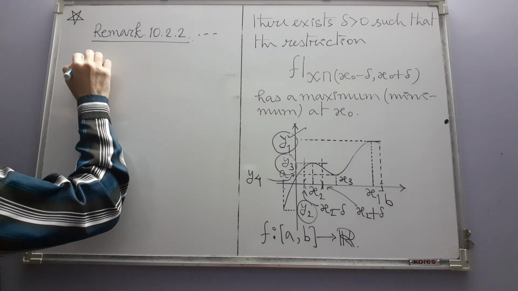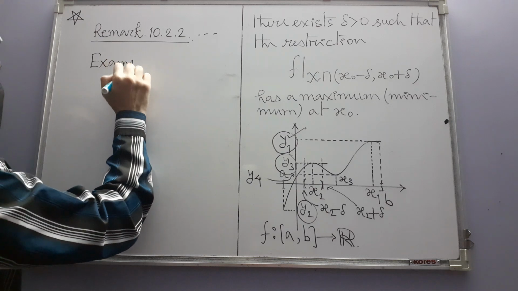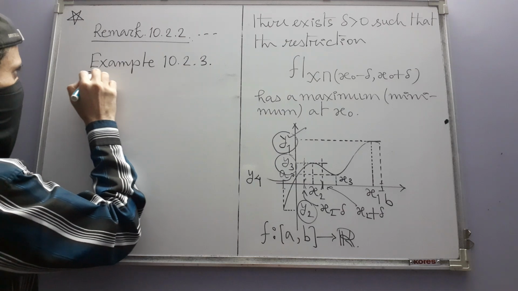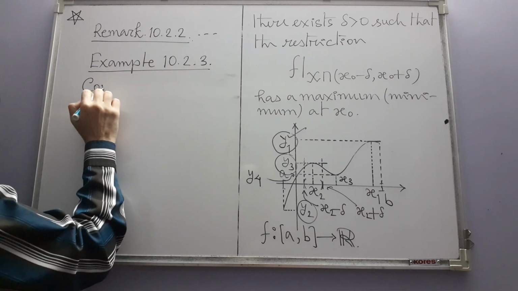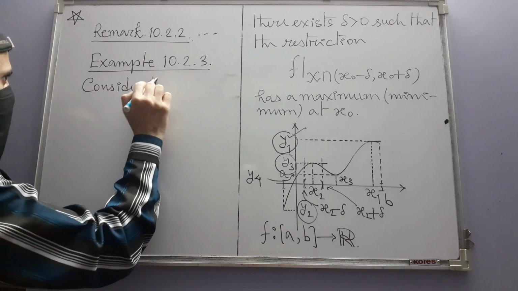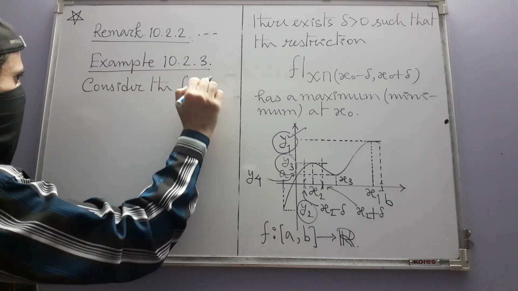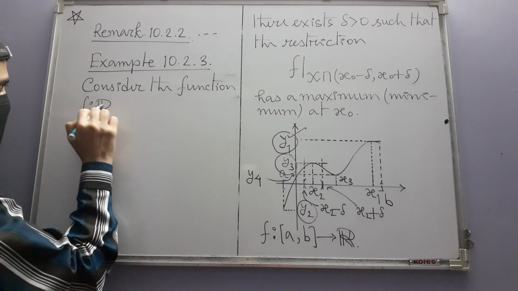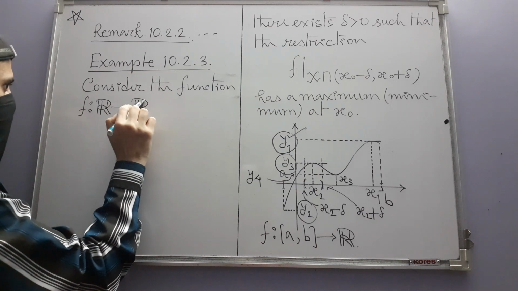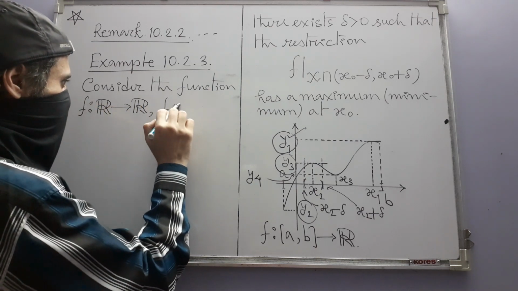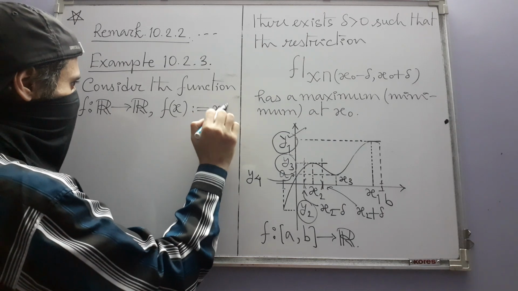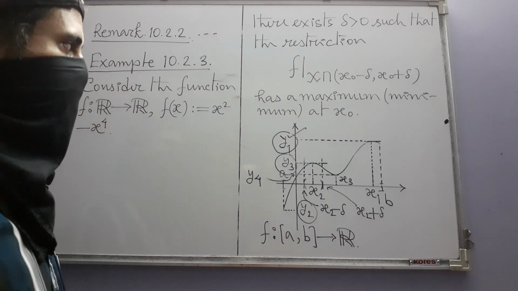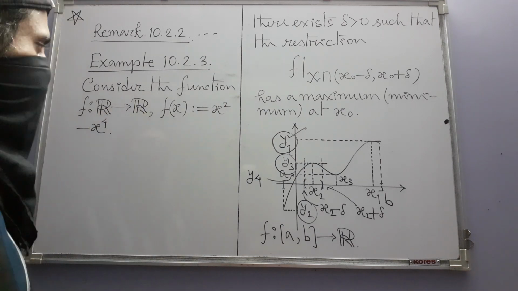That's what this remark says basically. So let us now see the example. Consider the function f from R into R given by f of x equal to x square minus x to the power 4. So here that domain x is the entire set of real numbers itself.